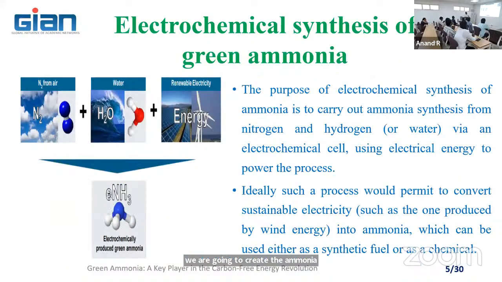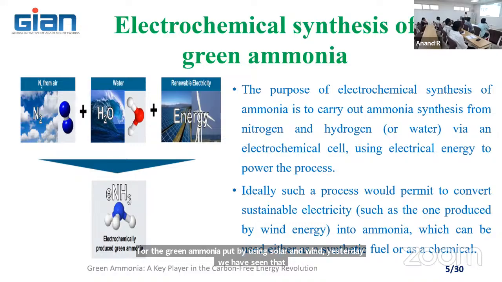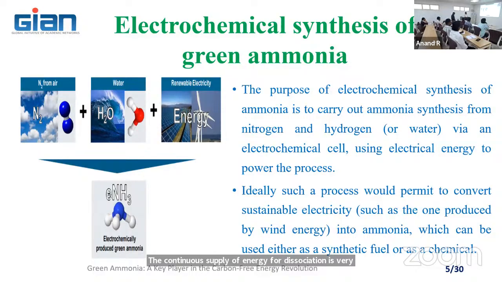Electrochemical is a method people are trying to move to, from the SMR method of producing hydrogen to the electrochemical method of producing hydrogen to produce the ammonia. It is advantageous in not producing any COx emissions, CO or CO2. There are some problems associated with integrating solar and wind with electrolysis. In the Haber-Bosch process, you can produce the ammonia at a constant rate, whereas in the green ammonia route using solar and wind, as we saw yesterday, the continuous supply of energy for dissociation is very important for producing the hydrogen from water. So those challenges are there.